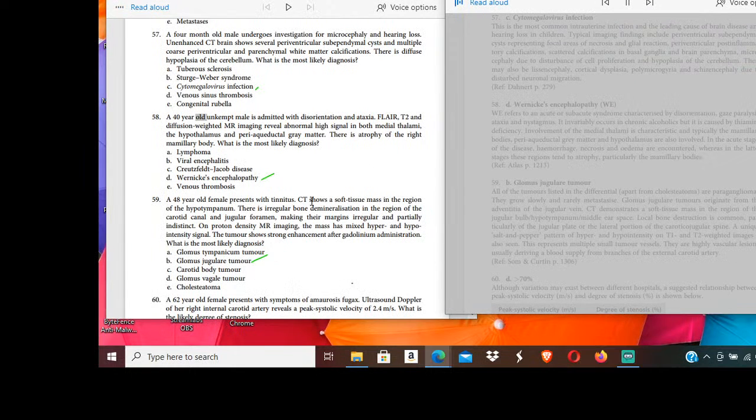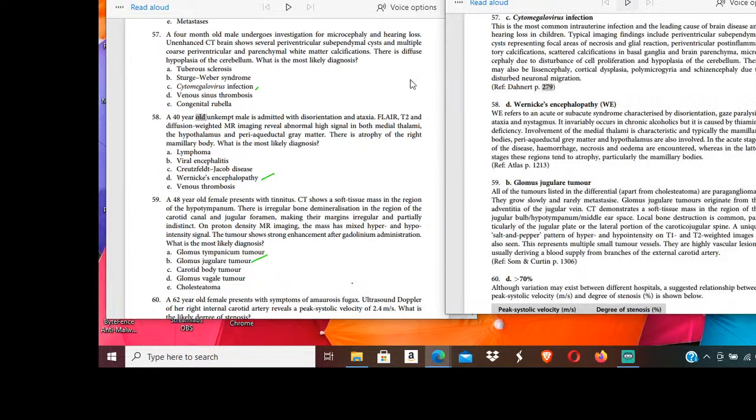57. C. Cytomegalovirus infection. This is the most common intrauterine infection and the leading cause of brain disease and hearing loss in children. Typical imaging findings include periventricular subependymal cysts representing focal areas of necrosis and glial reaction, periventricular post-inflammatory calcifications, scattered calcifications in basal ganglia and brain parenchyma, microcephaly due to disturbance of cell proliferation, and hypoplasia of the cerebellum. There may also be lissencephaly, cortical dysplasia, polymicrogyria, and schizencephaly due to disturbed neuronal migration. Ref. Dähnert p. 217.